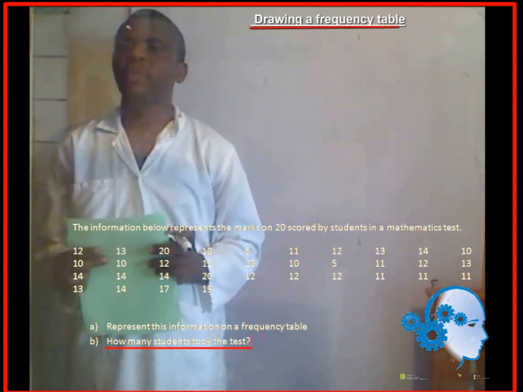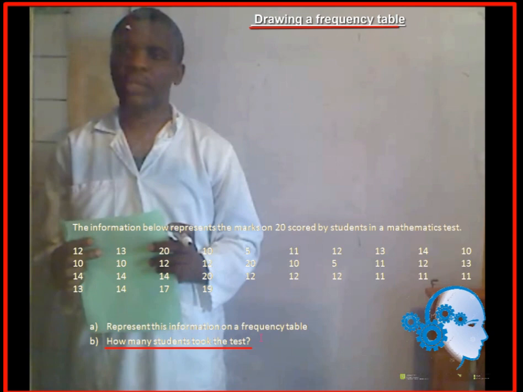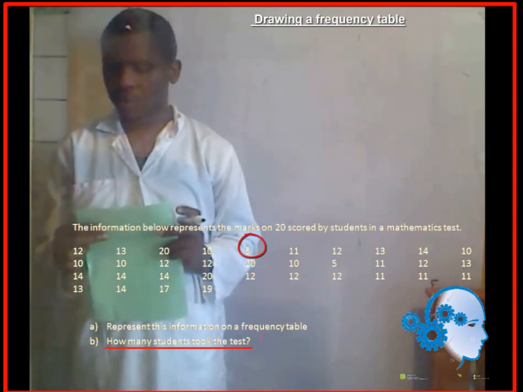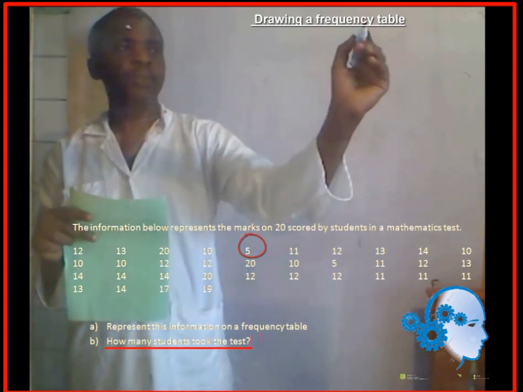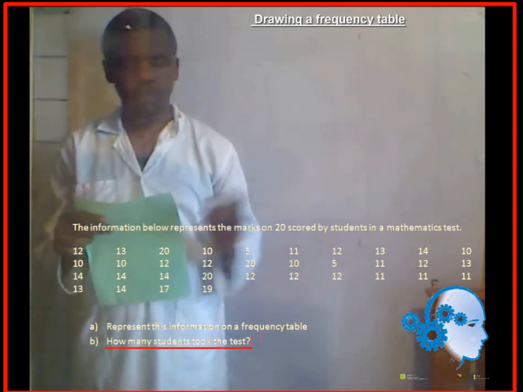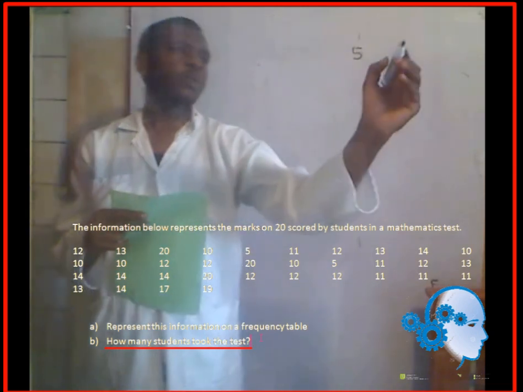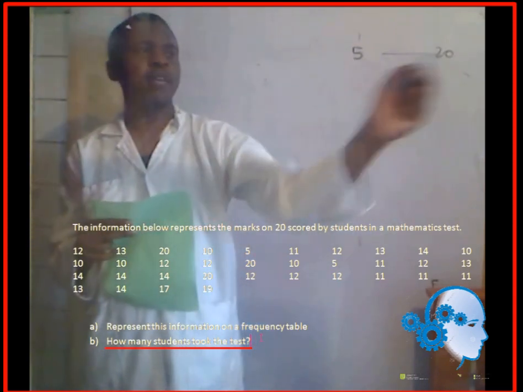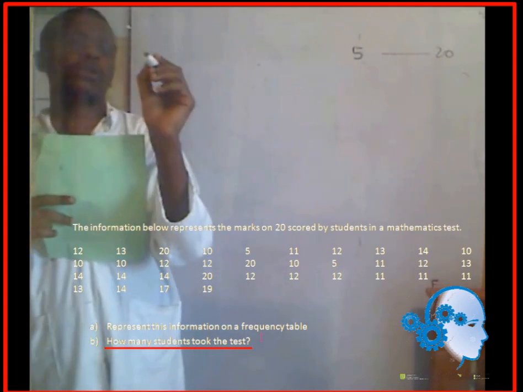Before tallying, we have to study the values. We look for the least value in the data and the highest value in the data. This will give us the range. So just by looking, I will see that 5 is the least value, then 20. So that's my range from 5 to 20. I then draw a table of score.